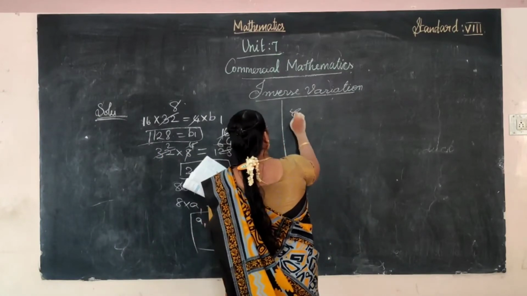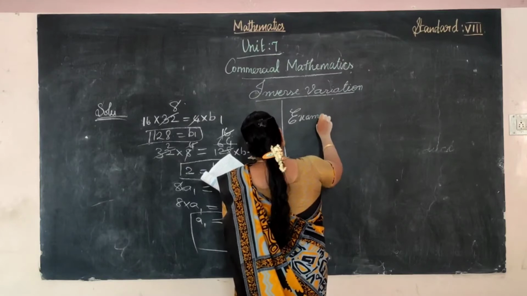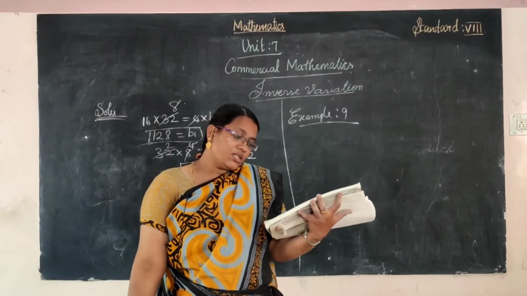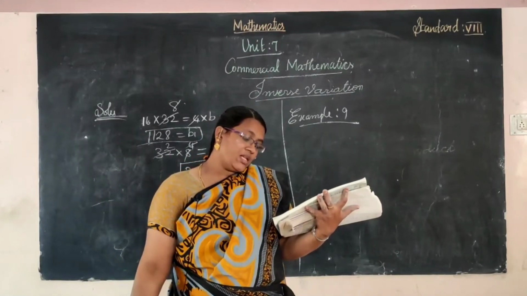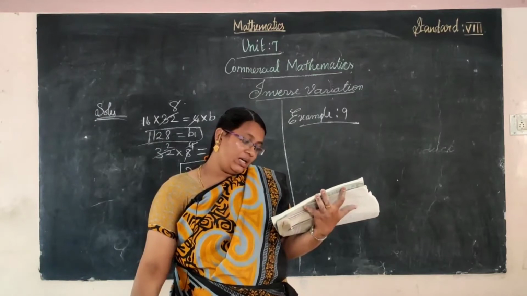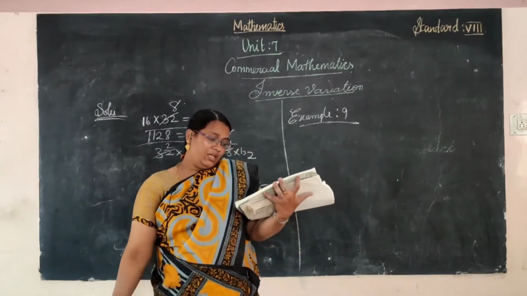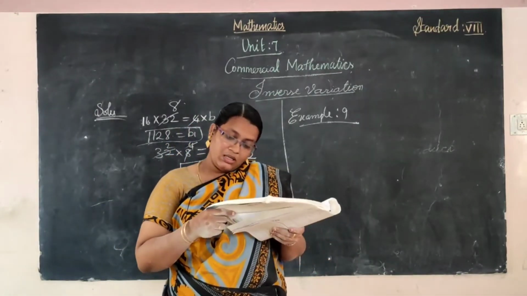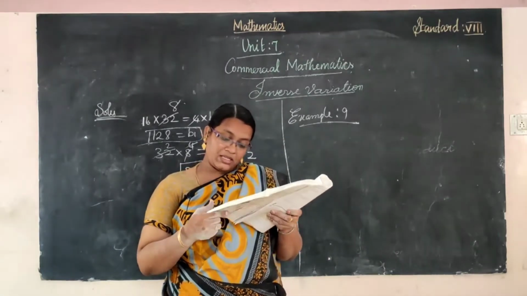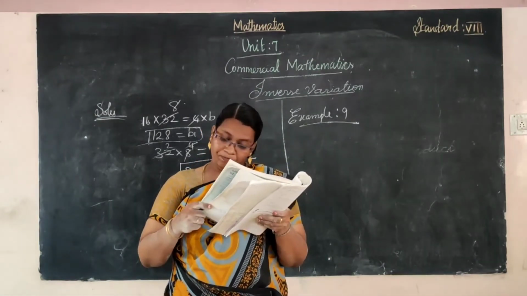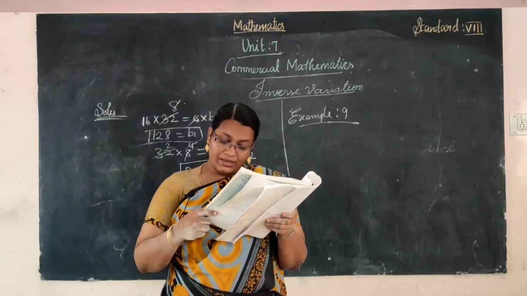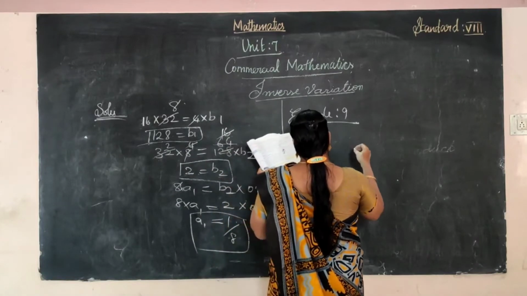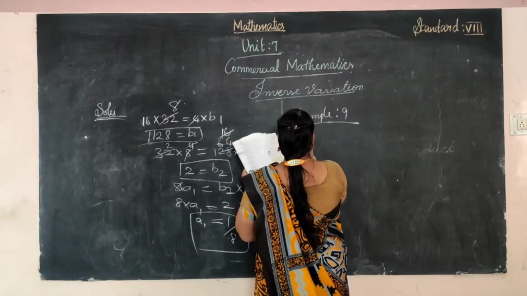Next, example 9. If 56 laborers can do some work in 42 days, how many men will do the same work in 14 days? So 56 laborers can do this work in 42 days. How many men will do the same work in 14 days? Write the table. Solution.